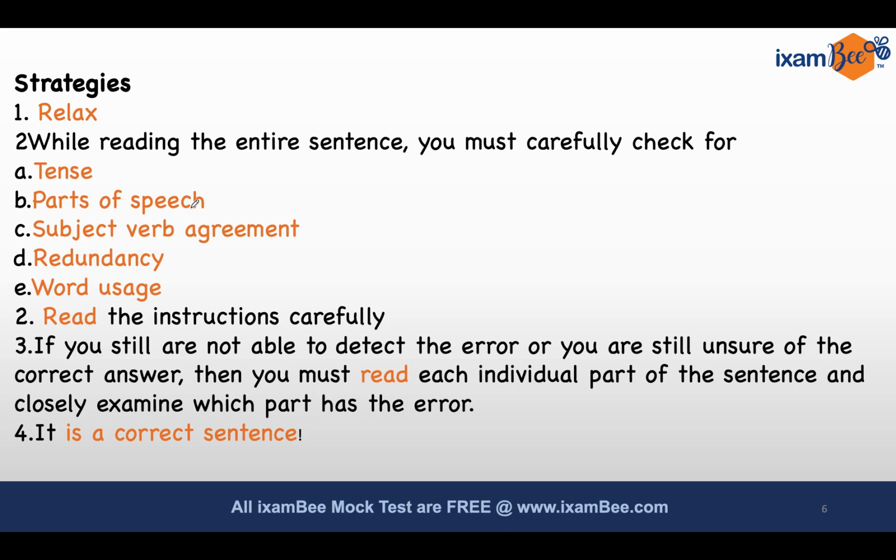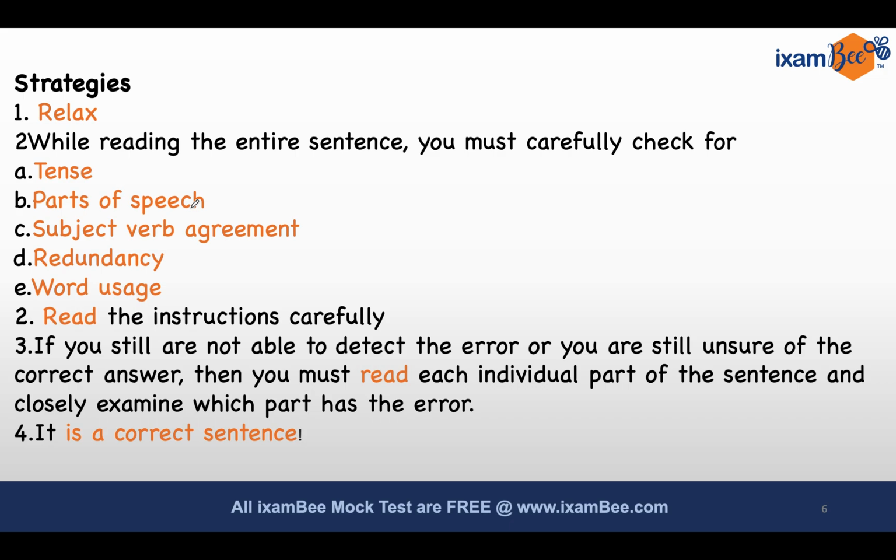Next, word usage. For example, if you're looking at the word descend and you use the word descent by mistake, that is misusage of a word. You're using the incorrect word. So check for those. Next, read the instructions very carefully. Do not forget to read the instructions. You must know what you are supposed to do. Are you supposed to identify the incorrect part? Are you supposed to identify the correct part? Are you supposed to find out any other type of mistakes? So read the instruction very, very carefully.